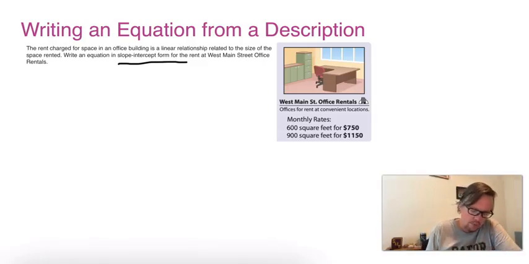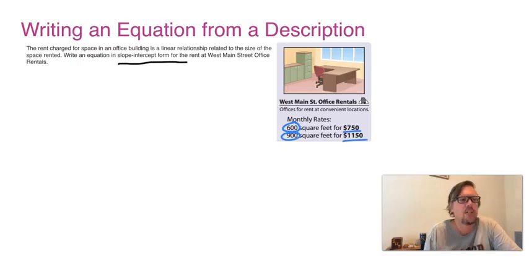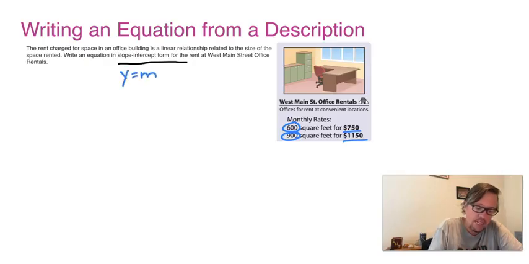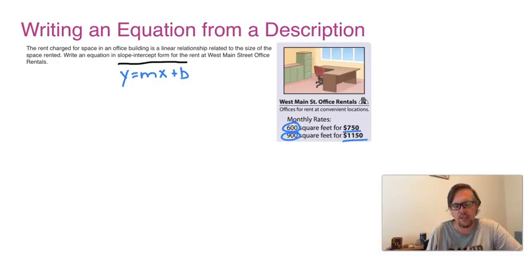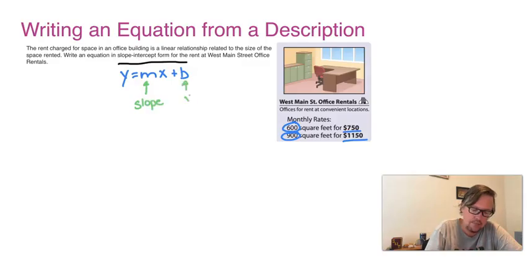So two pretty important pieces of information here. It says 600 square feet is $750, and then 900 square feet is $1,150. So these two pieces of information is all we get for our slope-intercept form. Slope-intercept form, of course, is y equals mx plus b, and we have to somehow use these two pieces of information, that 600 feet costs $750 and that 900 feet costs $1,150, to find both the slope, which is m, and the y-intercept, which is b.